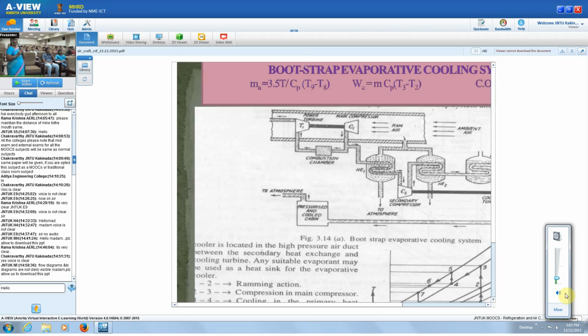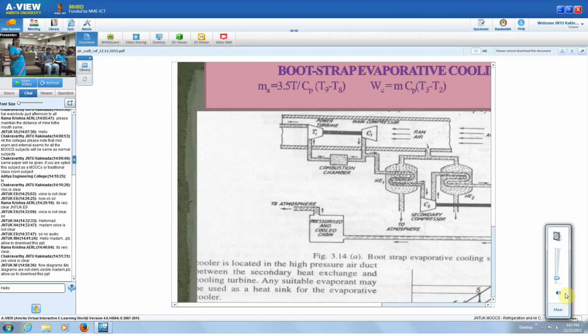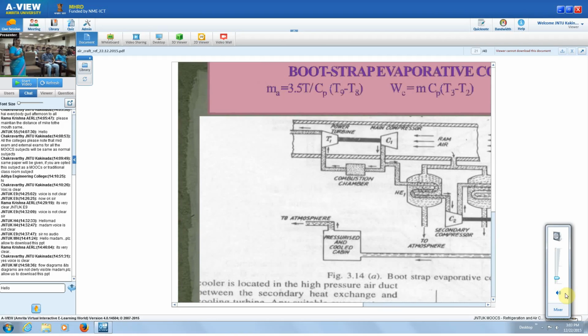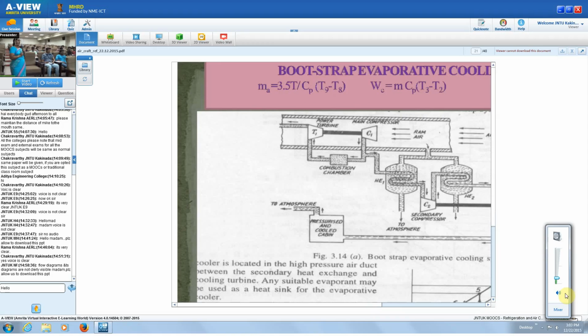So similarly there is the bootstrap evaporative cooling system. In the bootstrap refrigeration you have seen there are 2 compressors and 2 heat exchangers and all this. In the same way here, there is one more heat exchanger, and that is nothing but the evaporator.